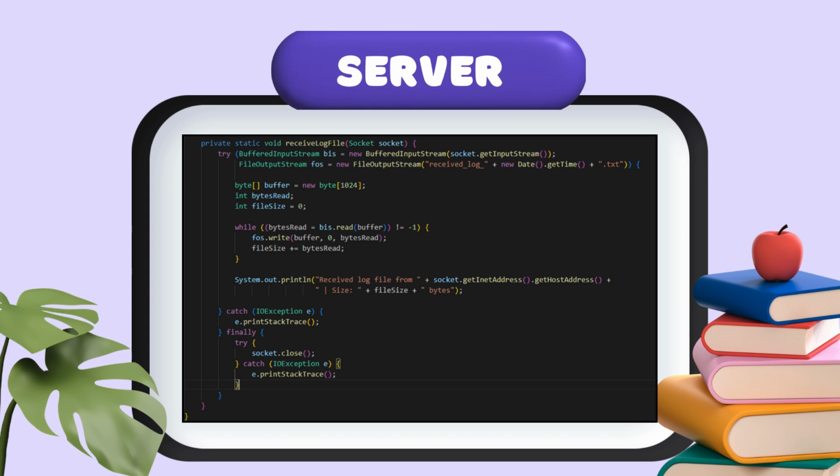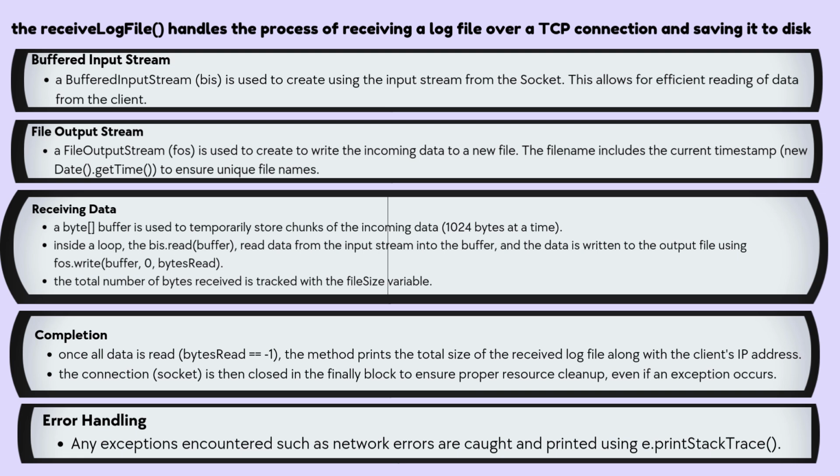Buffered input stream. A buffered input stream is created using the input stream from the socket. This allows for efficient reading of data from the client. File output stream. A file output stream is used to write the incoming data to a new file. The file name includes the current timestamp, which is new date get time, to ensure unique file names.